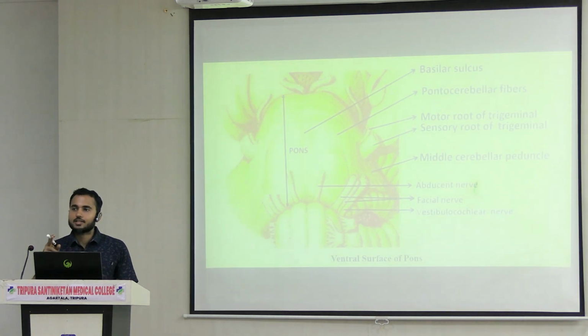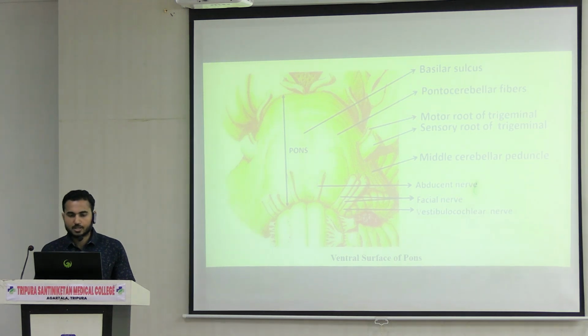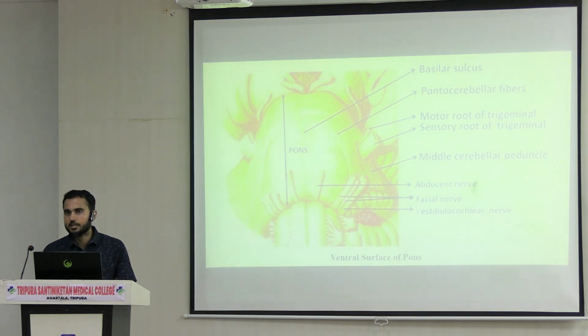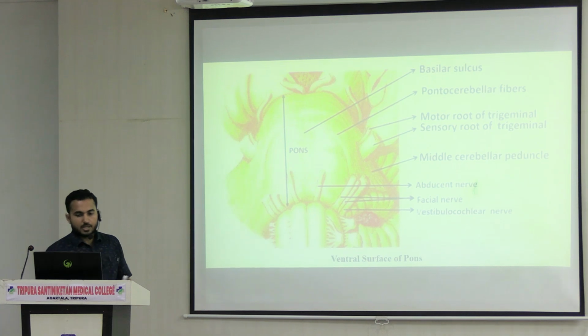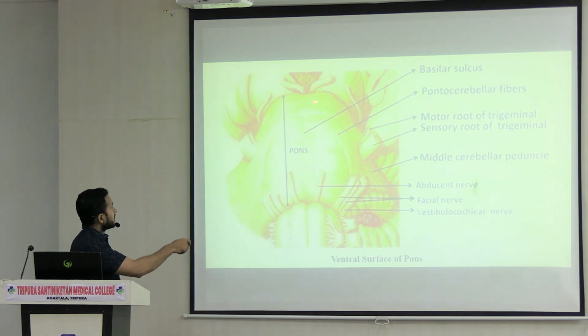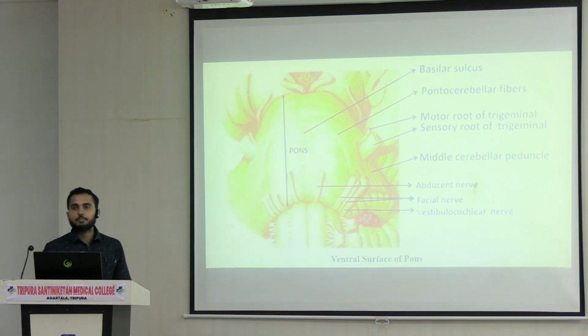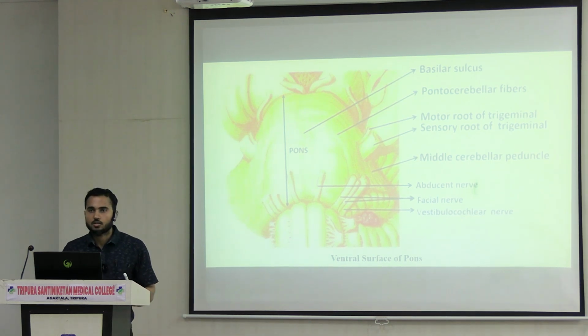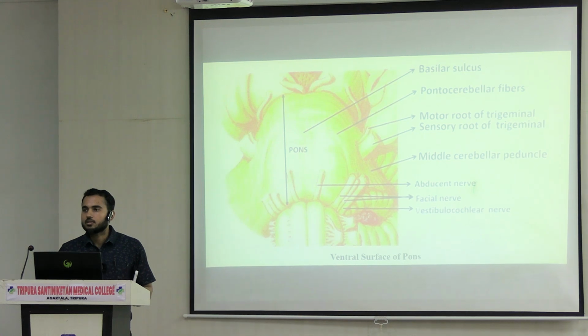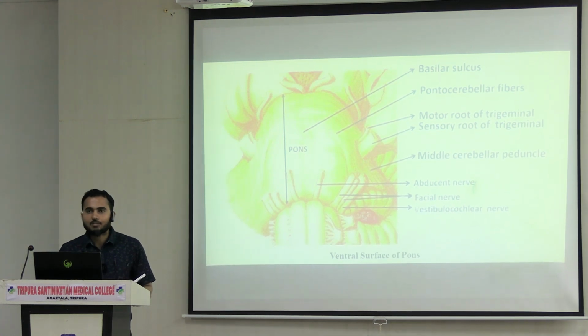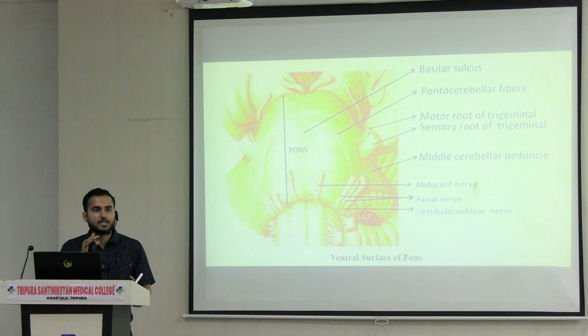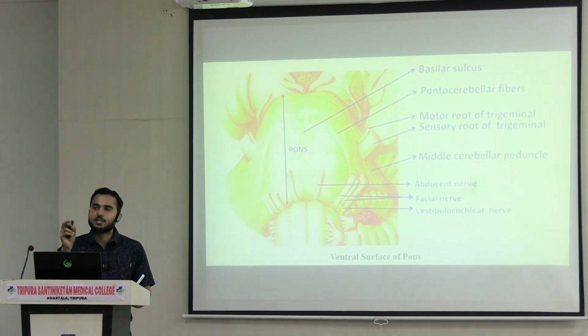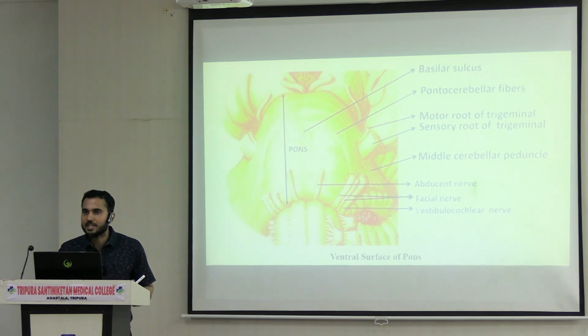Next, how many borders are there? As I said, two borders are present. What are those two borders? Superior border and inferior border. Now here you can see this is the superior border. On the superior border, cerebral peduncles are attached. Now what are cerebral peduncles? That will be discussed in the midbrain part, but please keep in mind that cerebral peduncles are part of the midbrain.